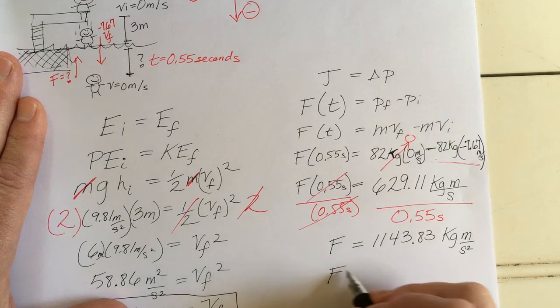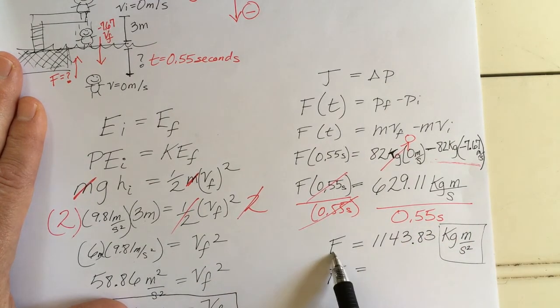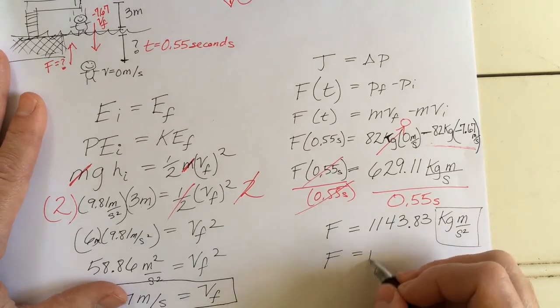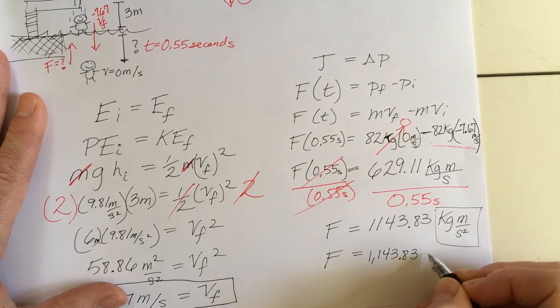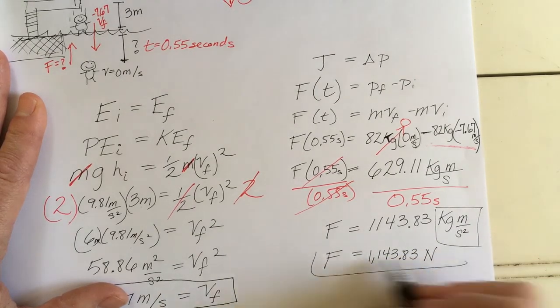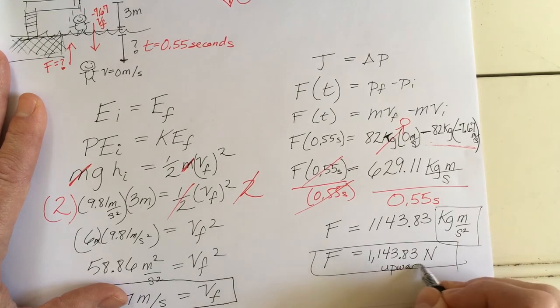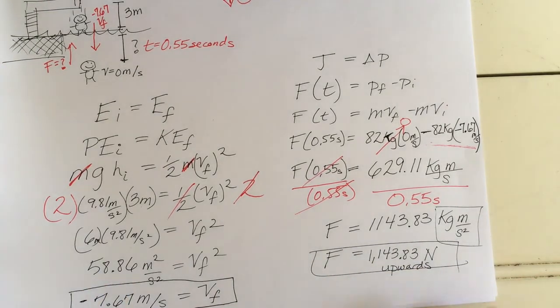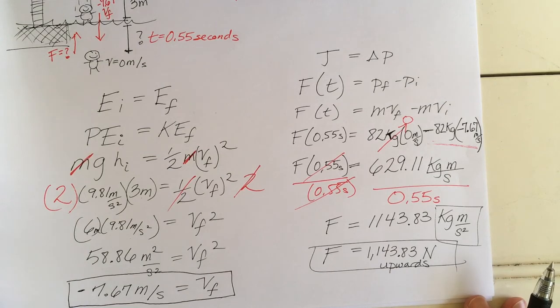And what is this unit really? You should know this as units of force. That is a Newton. And we can tell from the sign that this is directed upwards. This is the net force that the person experiences to slow to a stop.